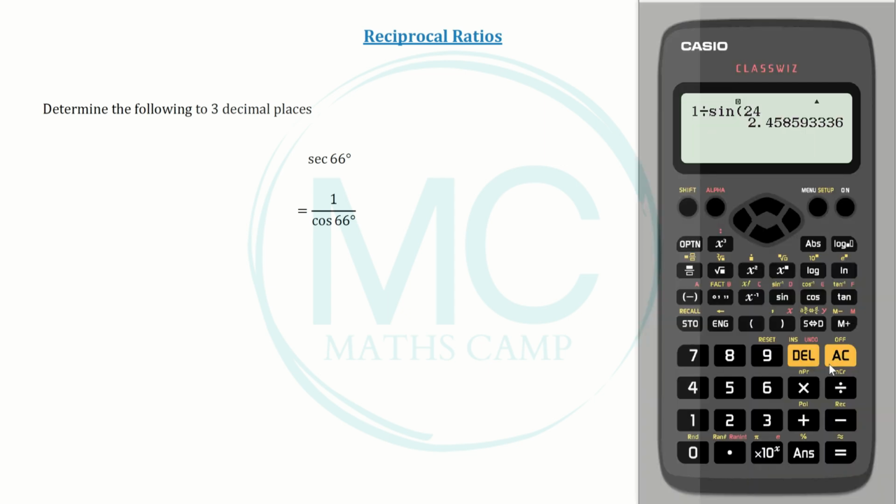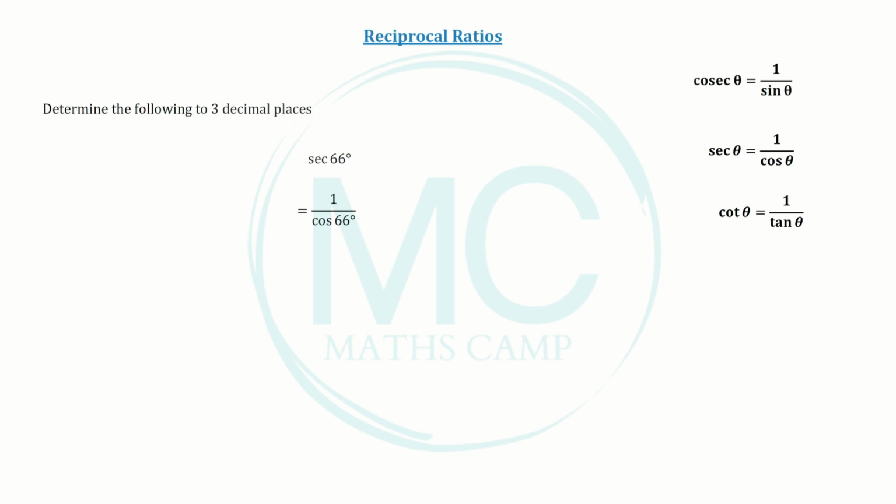Now we can get our calculators and we say 1 divided by cos 66 is equal to 2,4585. Round off to 3 decimal places, and we get an answer of 2,459. Let's do one more.